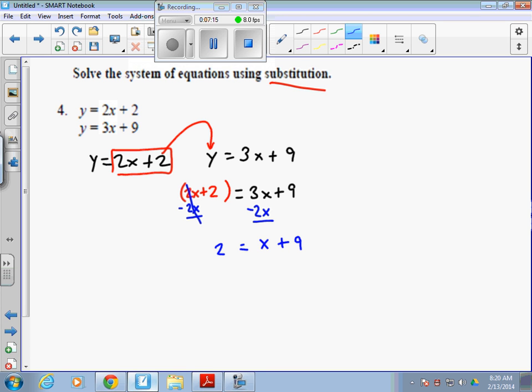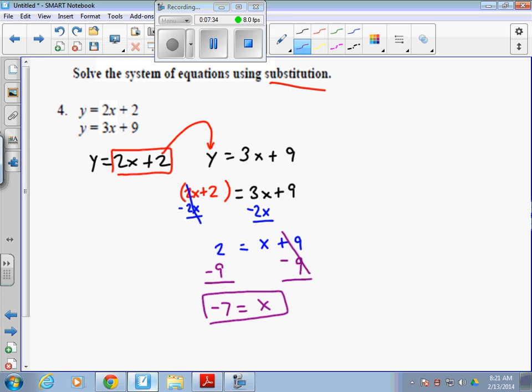Undo the fact that it says plus 9 by subtracting it. If you subtract 9 on the right, subtract it on the left. 2 minus 9 is negative 7. You still have equals, you still have x, and the 9's cancel itself out. So x's value is negative 7.